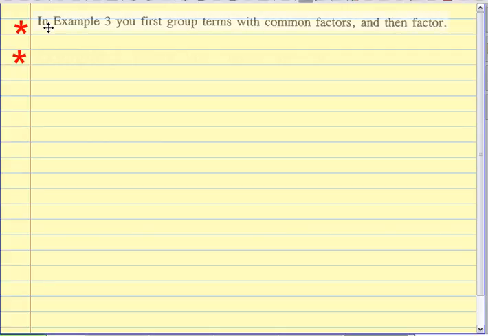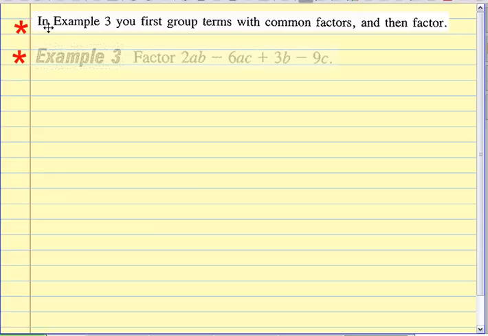Okay. Hey guys, let's look at this first bit here. Now, we're going to do example 3 in just a second, but it says in example 3, you first group terms with common factors and then factor. Okay, let's think about that for a moment. Before you see anything, group the terms that have the same stuff in them so that we can pull it out.